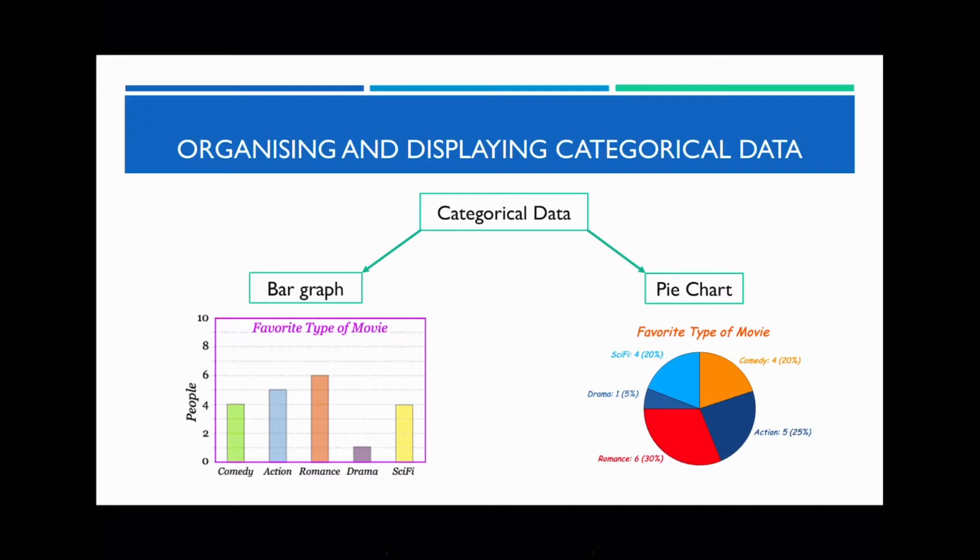But I do want you to understand that a bar graph is different from a histogram. As you can see over here, a bar graph shows categorical data, but also if you look along the x-axis, each bar is separated with a little gap.